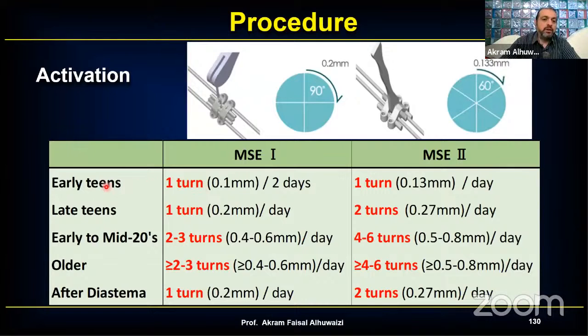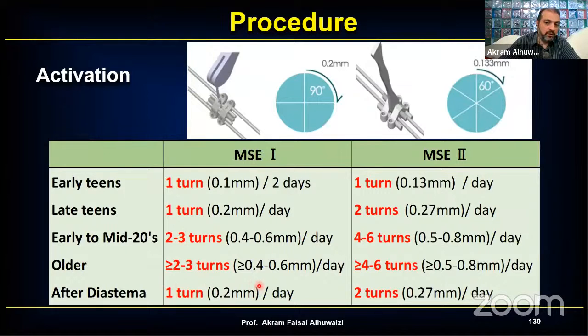So if you have early teens, you'll need 1 turn. If you have late teens, that's 1 turn every other day. This one, late teens, is 1 turn every day. Early to mid-20s, 2 to 3 turns every day. Older patients, more than 2 to 3 turns every day. And all of them unite in one thing: once you have the diastema appearing, then you can slow down. You can go at a pace of 1 turn per day.